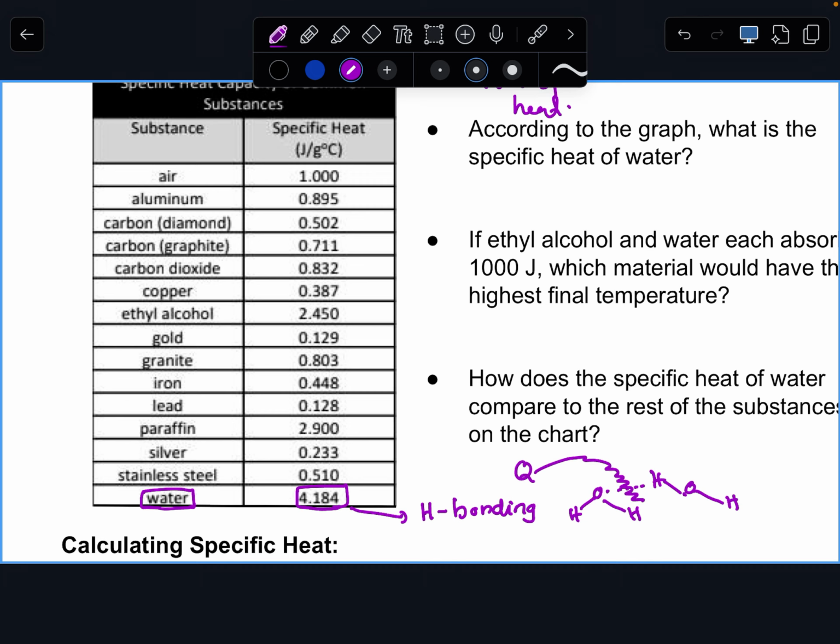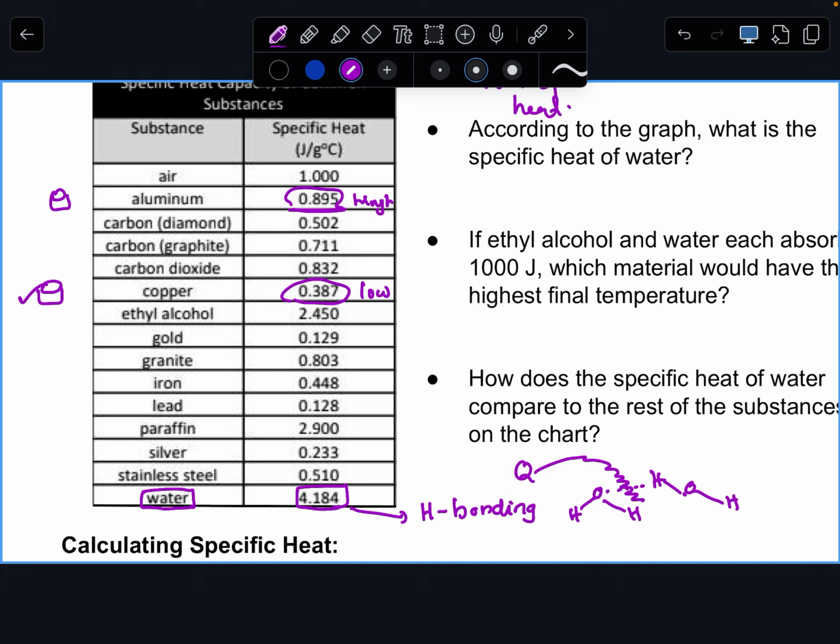So compare two other things. Say for example, aluminum has 0.895 and copper has 0.387. So copper has very low specific heat compared to aluminum. Aluminum is a little bit higher. If you want to boil something and you have a copper vessel and an aluminum vessel at home, which one will you pick? You need to pick copper, because that will change the temperature much faster.